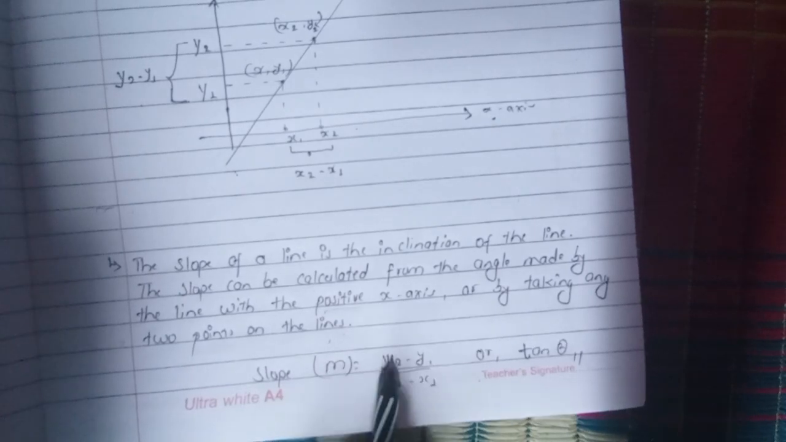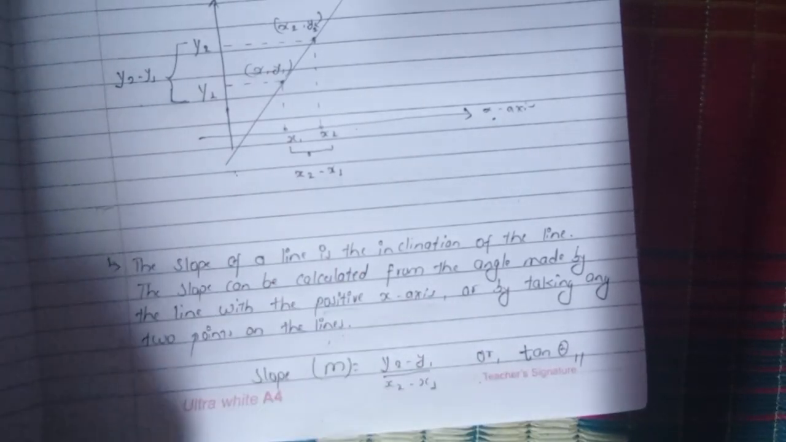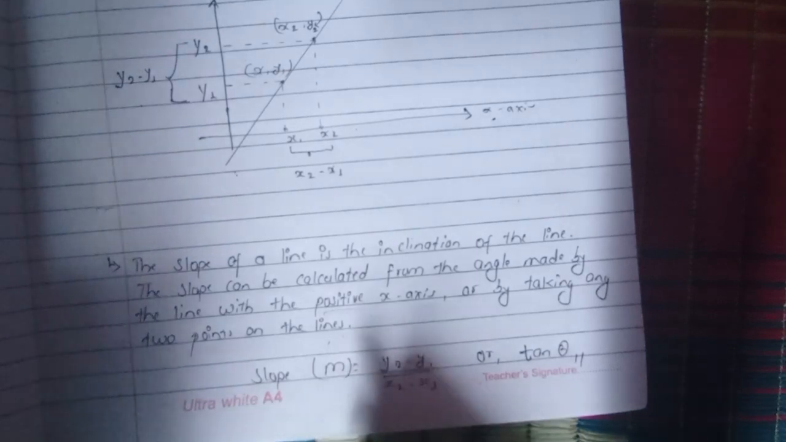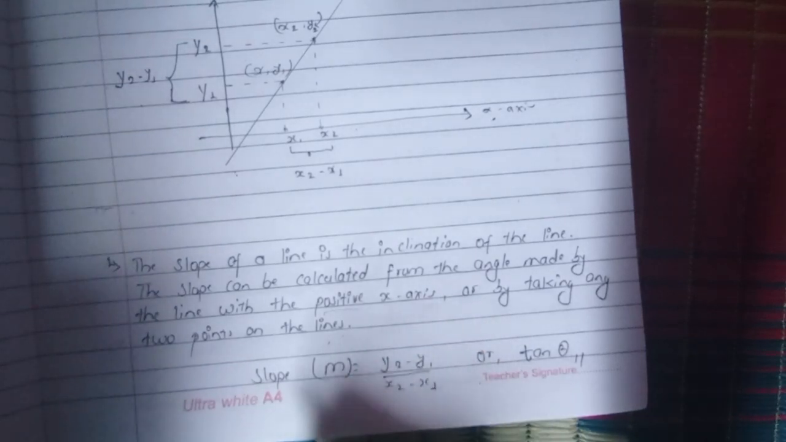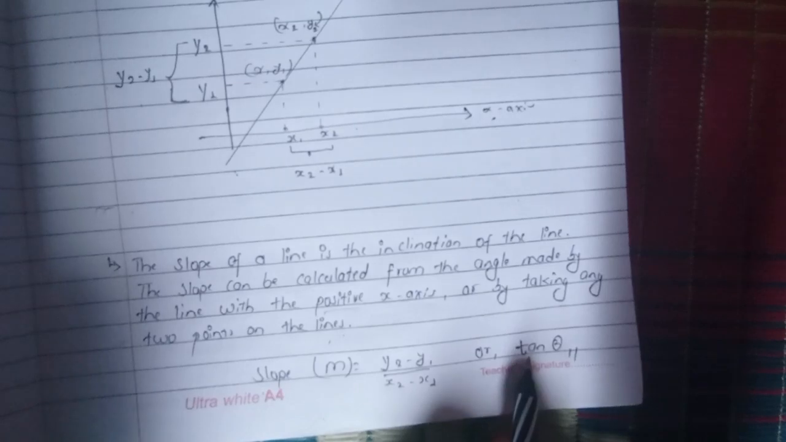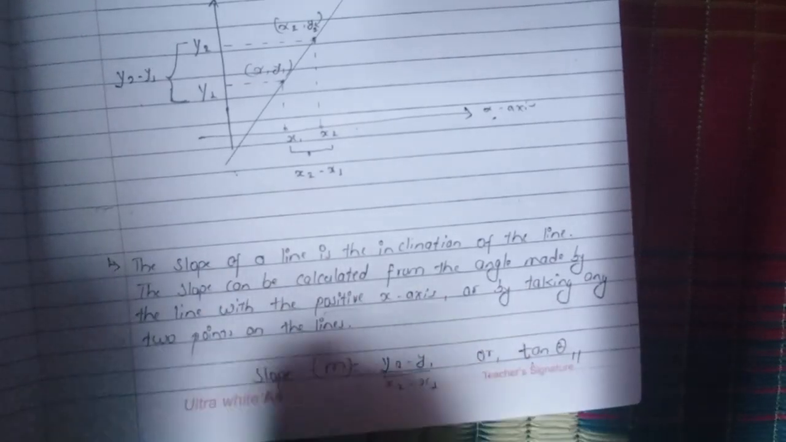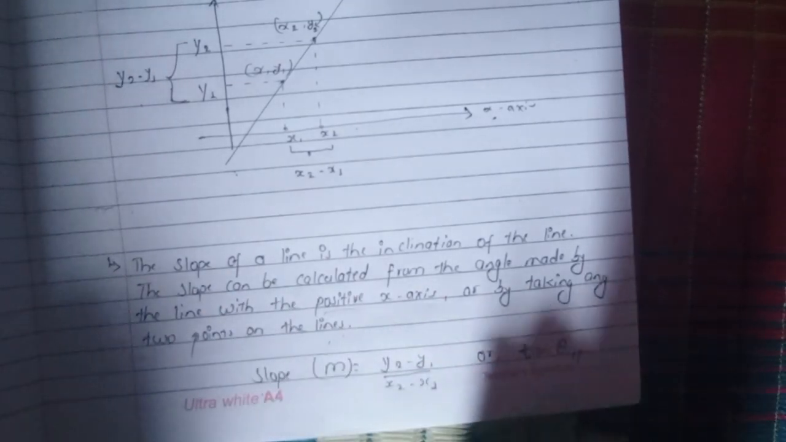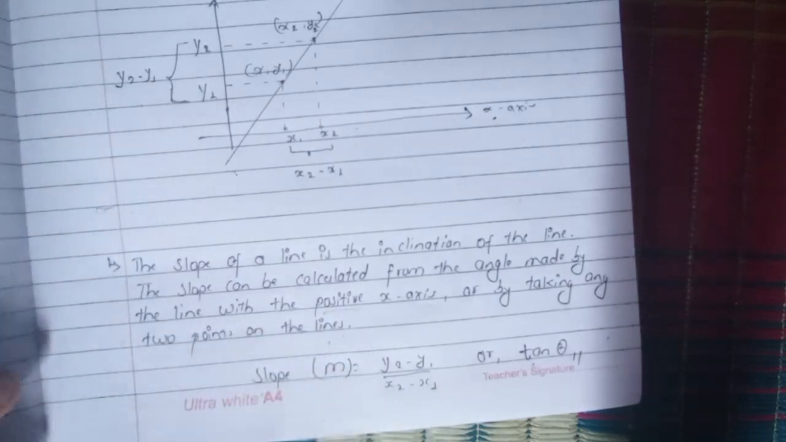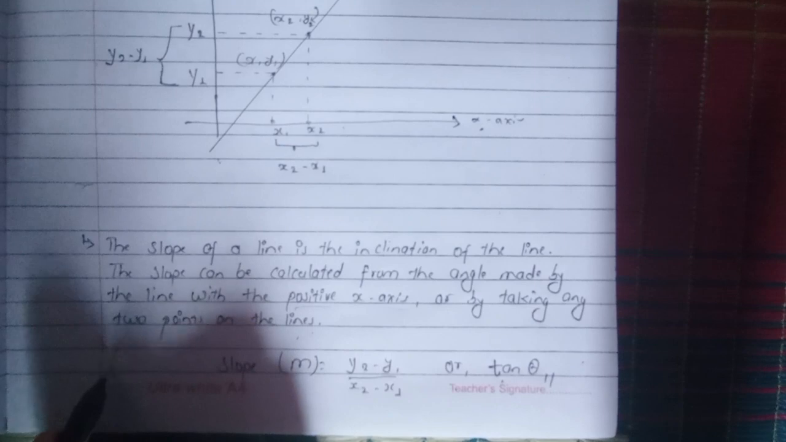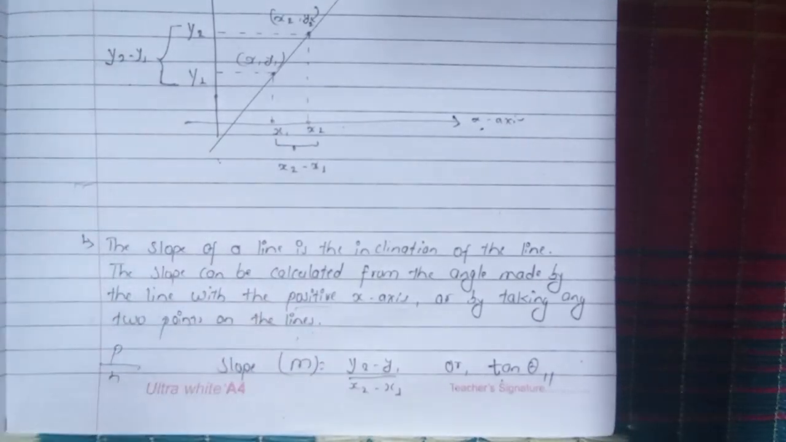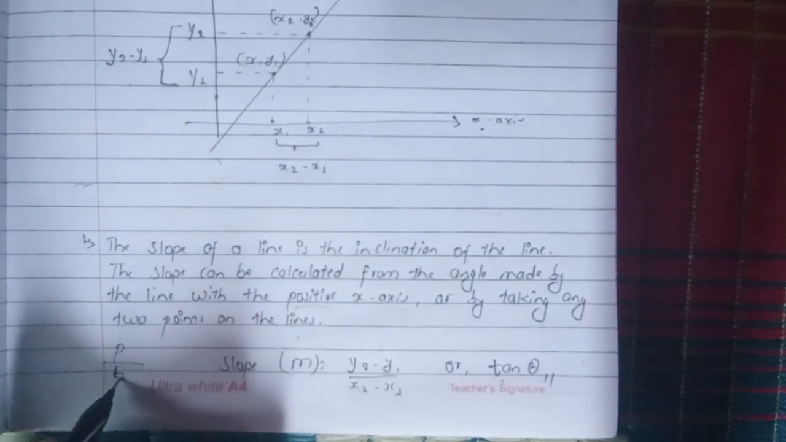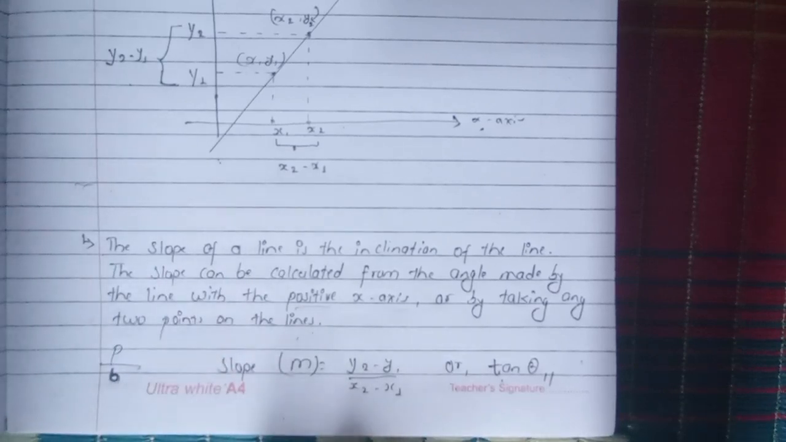So what is the slope formula? Slope m is equal to y2 minus y1 upon x2 minus x1. Or we can simply write slope is equal to tan theta. Tan theta means p by b. What is tan theta? Tan theta represents p by b in a triangle.